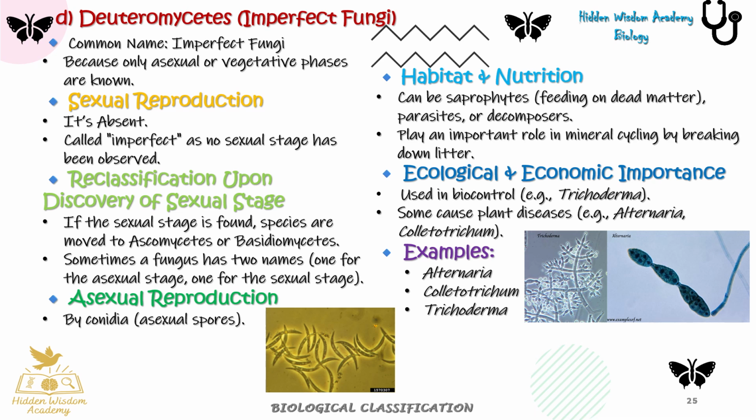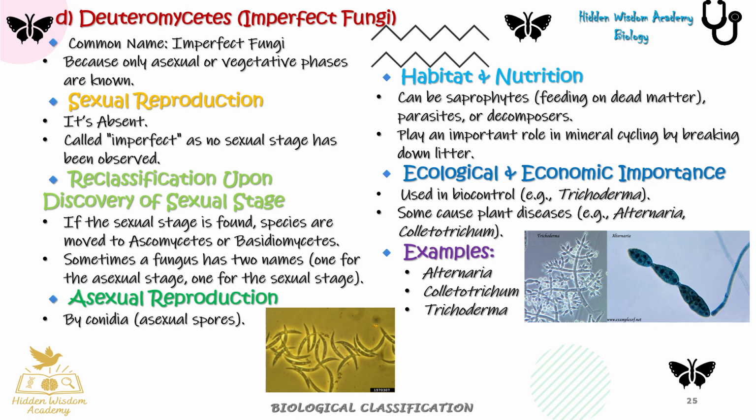D. Deuteromycetes, imperfect fungi. Common name: imperfect fungi, because only asexual or vegetative phases are known. Sexual reproduction is absent. Called imperfect as no sexual stage has been observed. Reclassification upon discovery of sexual stage: if the sexual stage is found, species are moved to Ascomycetes or Basidiomycetes. Sometimes a fungus has 2 names, one for the asexual stage, one for the sexual stage.